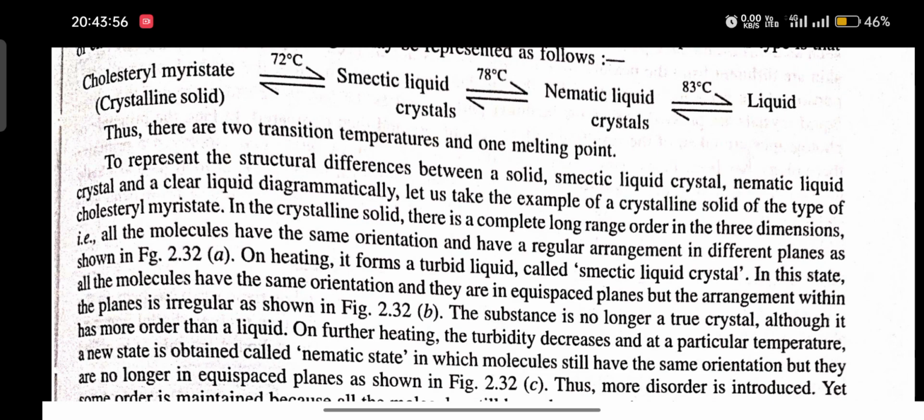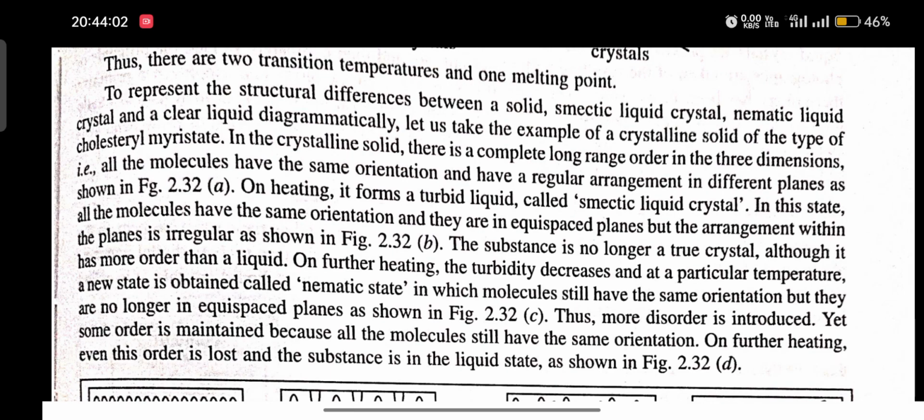To represent the structural difference between a solid, smectic liquid crystal, nematic liquid crystal, and a clear liquid diagrammatically, let us take the example of a crystalline solid of the type of cholesterol myristate. In the crystalline solid, there is a complete long range order in three dimensions. All the molecules have the same orientation and have a regular arrangement in different planes, as shown.